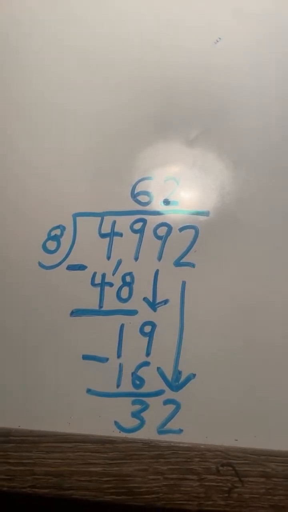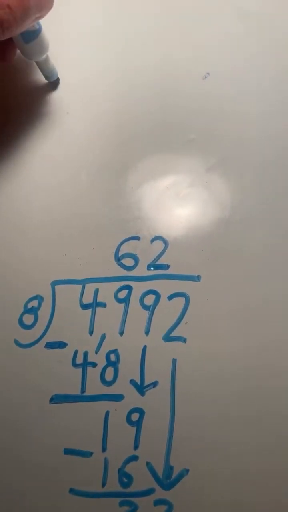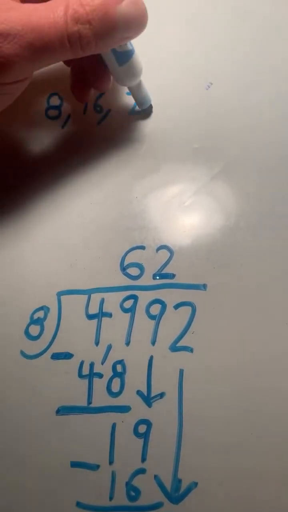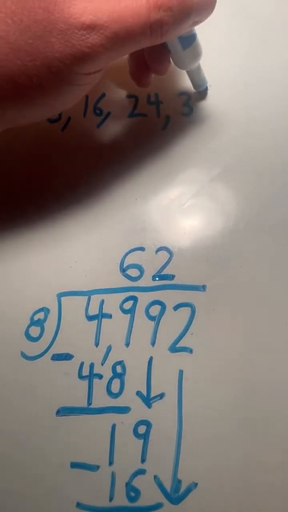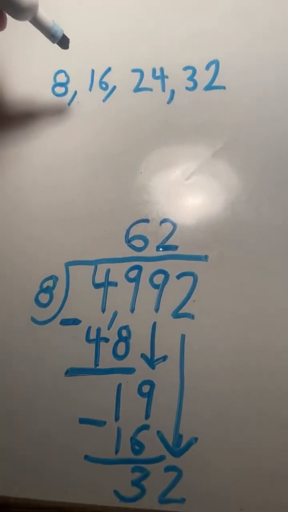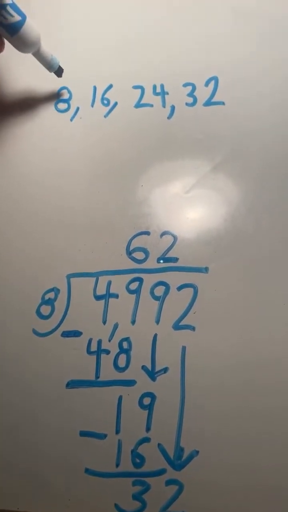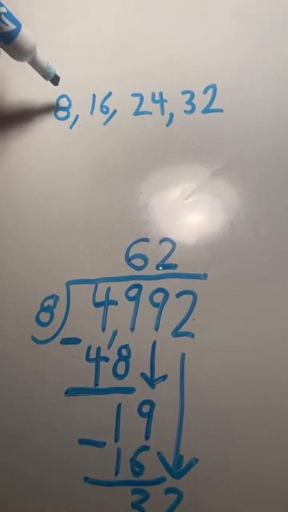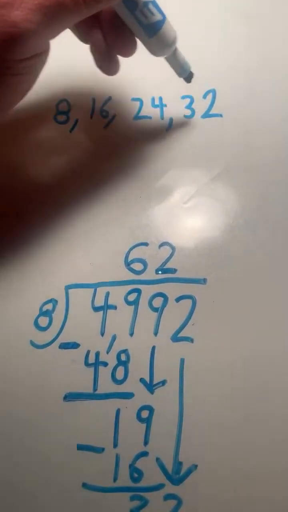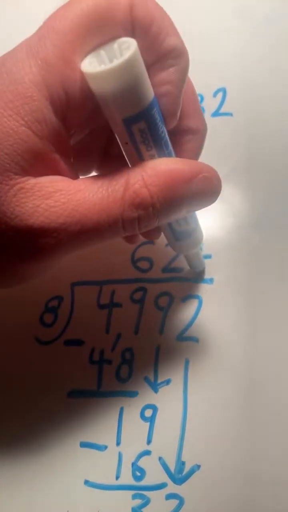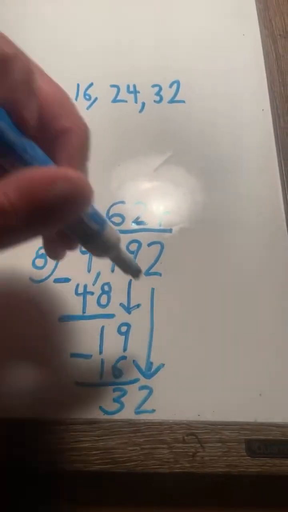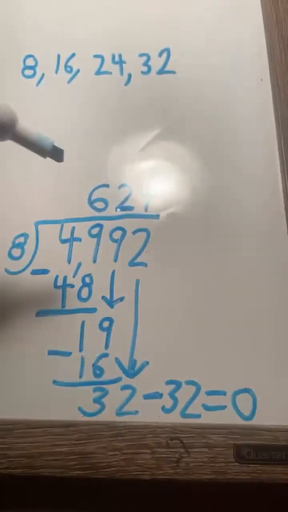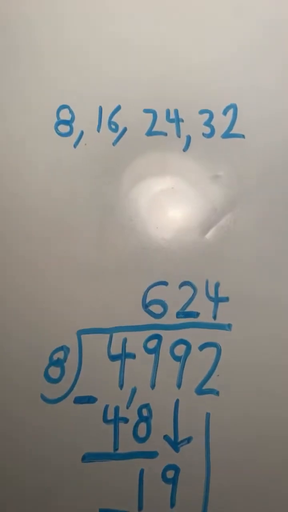So now I've got to figure out how many groups of 8 go into 32. So counting by 8s, one last time. 8, 16, 24, 32. So we were able to get 4 groups of 8 within 32. We ended up counting by 8, 1, 2, 3, 4 times to get to 32. We landed right on the number, so 32 is what we subtract. There is no remainder. And we have our final answer.